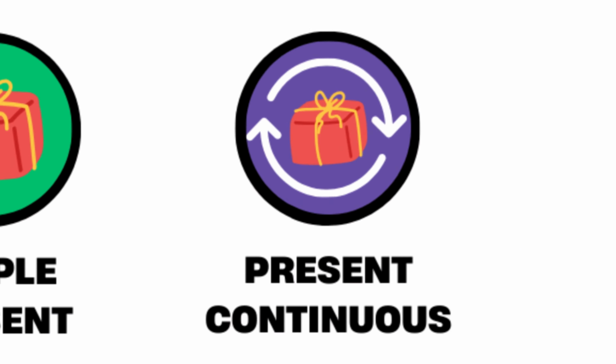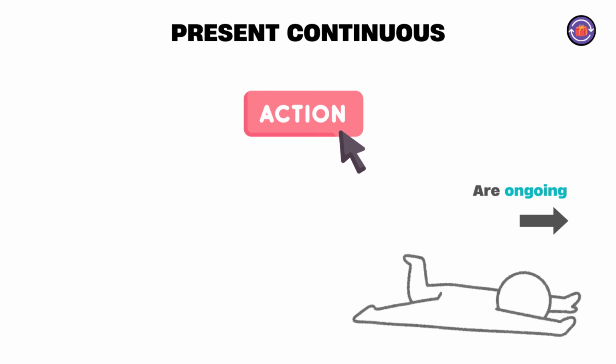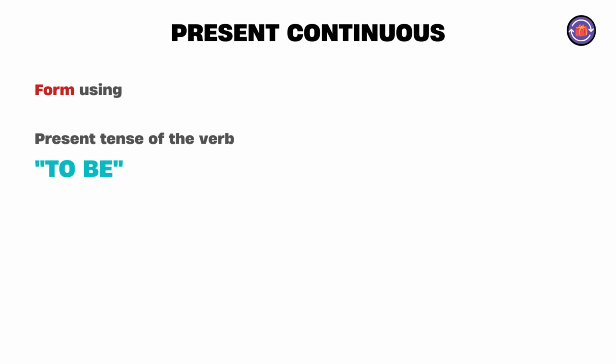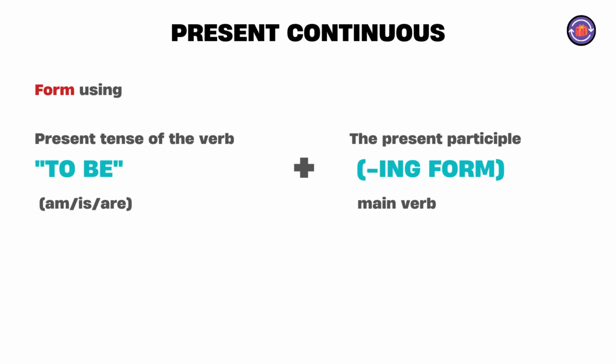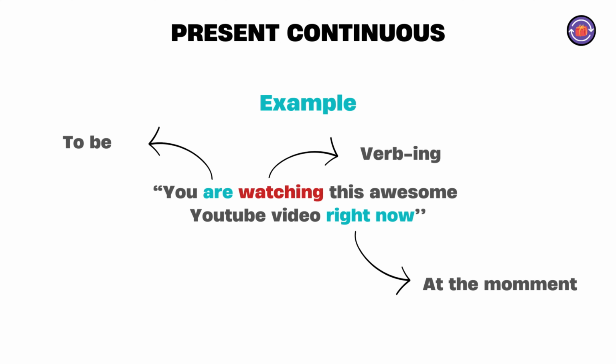Present continuous describes actions that are happening at the moment of speaking or are ongoing. It is formed using the present tense of the verb to be: am, is, are, plus the present participle, -ing form, of the main verb. Example: you are watching this awesome YouTube video right now.